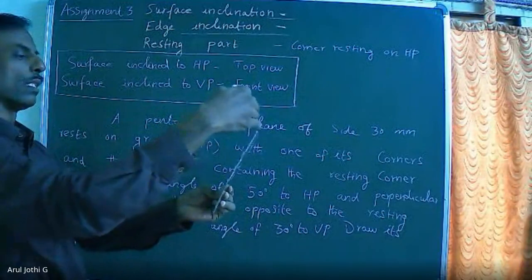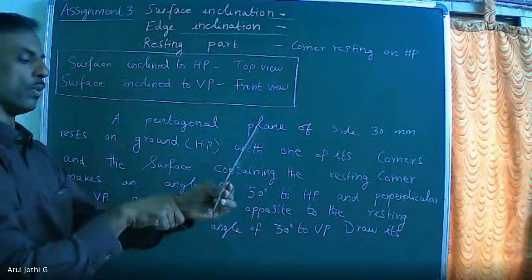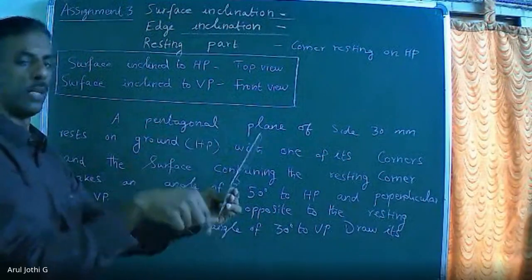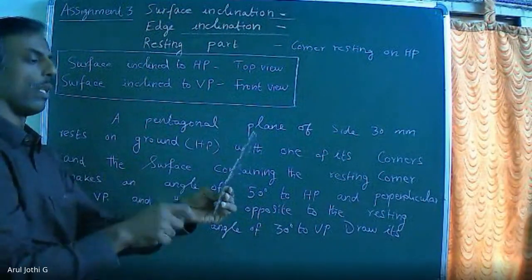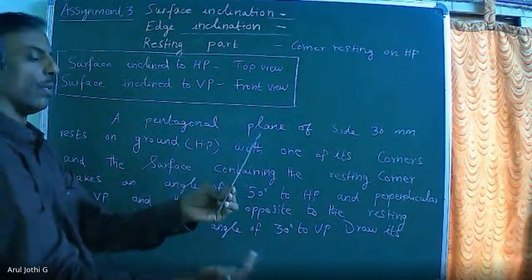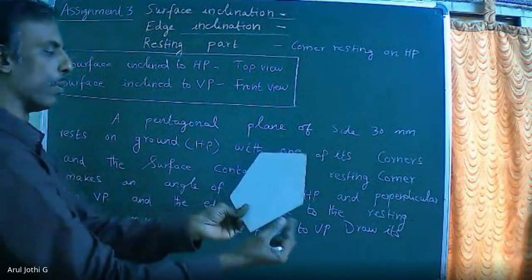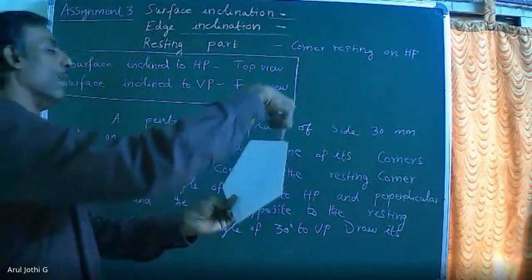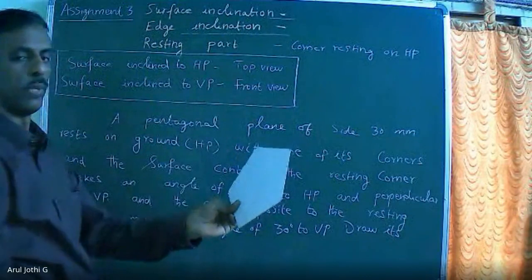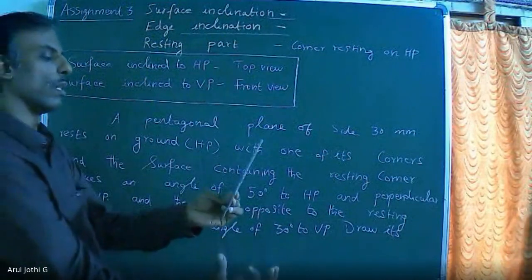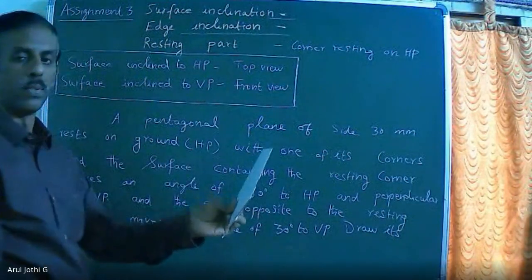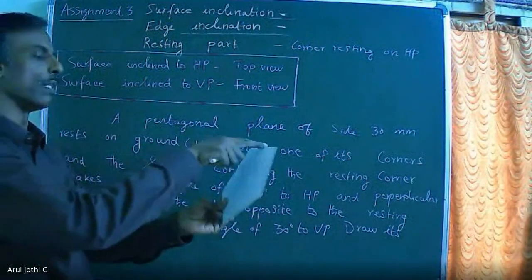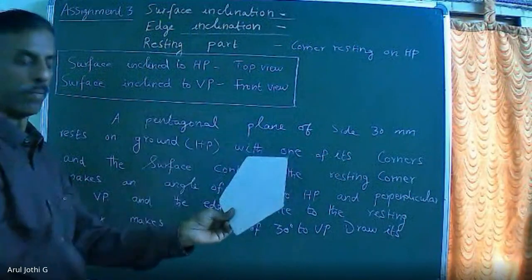Now the edge which is opposite to this resting corner is perpendicular to VP and parallel to HP. What I am going to do is rotate the top view so that this edge opposite to the resting corner is inclined 30 degrees to VP. So this top view I am going to rotate 30 degrees to the XY line so that this edge becomes inclined 30 degrees to VP.